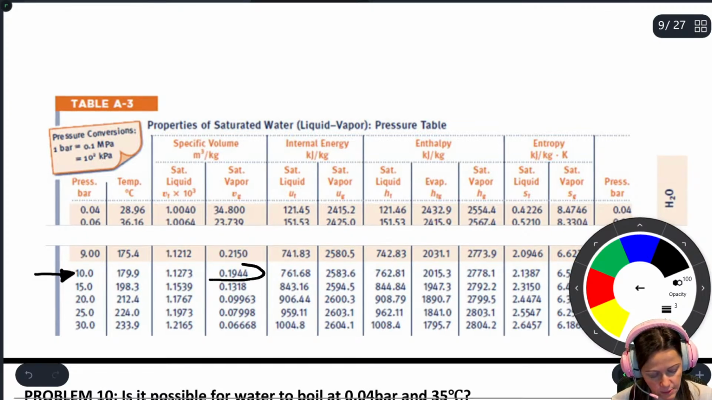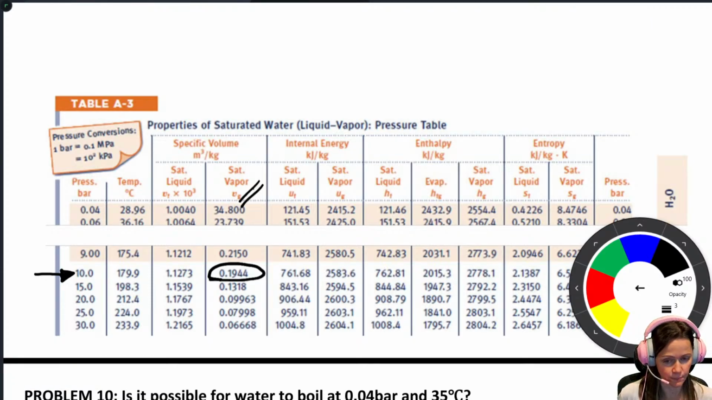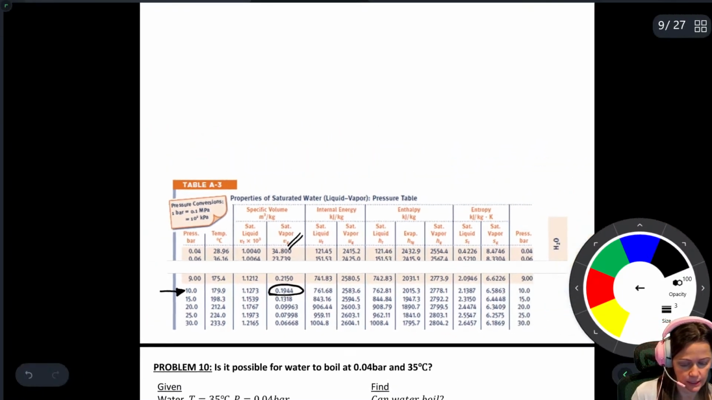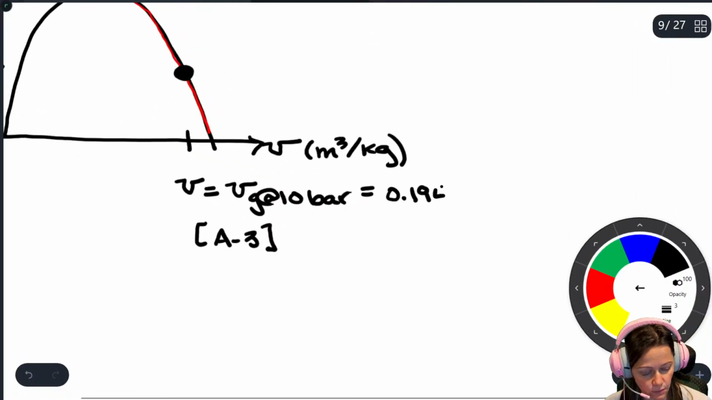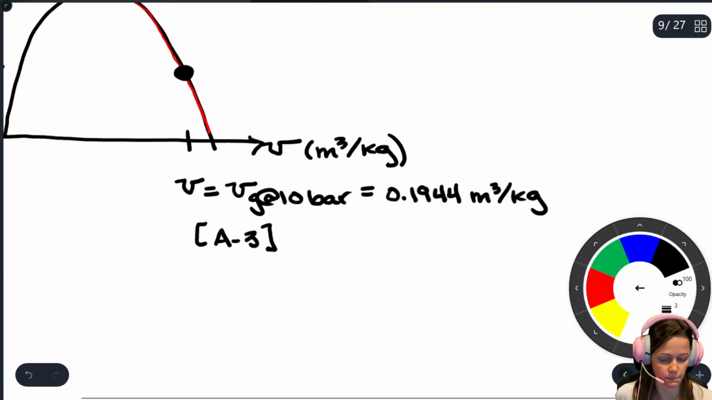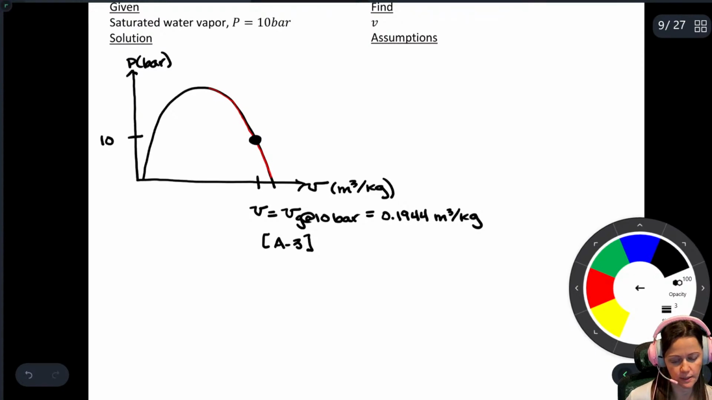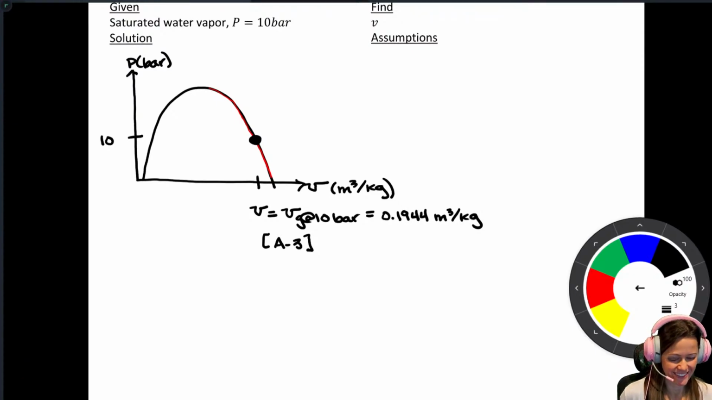And then the specific volume of our saturated vapor is going to be 0.1944. So 0.1944 meters cubed per kilogram. Perfect. All right. Next one.